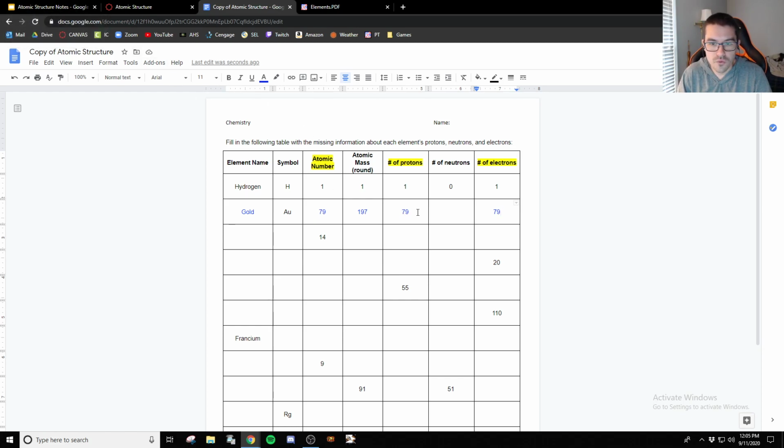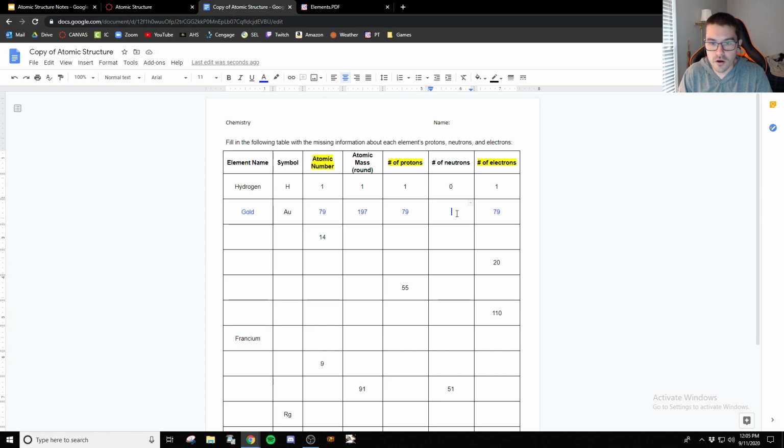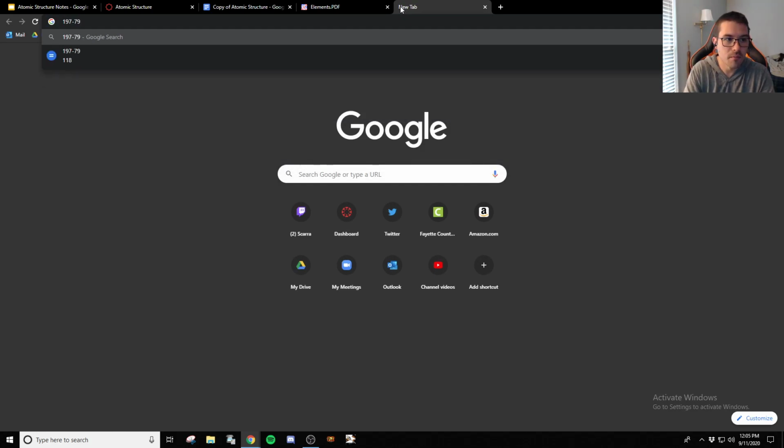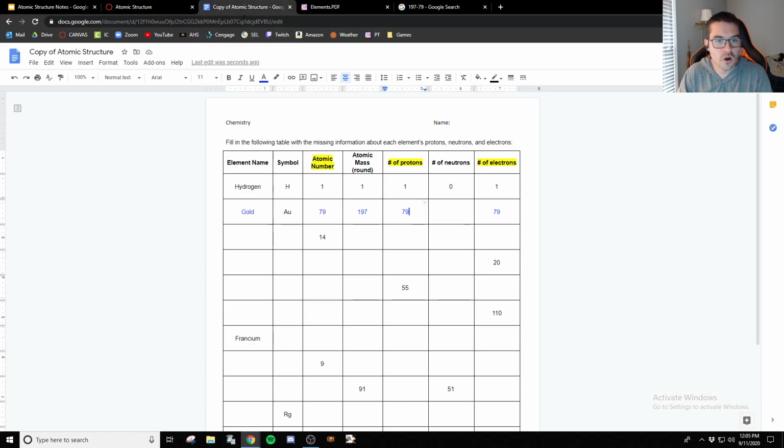And then the last rule was the number of neutrons. This is that tricky one. The number of neutrons is equal to the atomic mass minus the number of protons. So if I go here, the atomic mass minus the number of protons, let me just type that up here in my search box. 197 minus 79. Press equal, press enter, 118. You're also more than welcome to just use your phone as your calculator. There you go. That is an example of how to solve one of these problems.